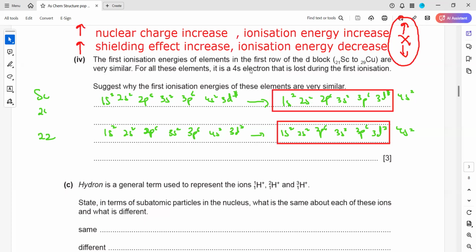Is it clear? When you write the configuration, you always write the electrons in the 4s first and then 3d. But when you write the configuration in terms of order, you write the lower energy level first and the higher energy level afterwards.